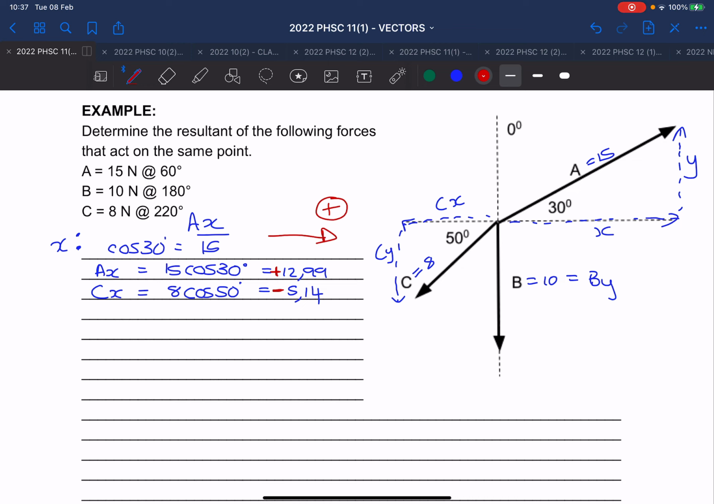A Newton, but you only put in the Newton at the end of the question. You can do it now, but it's a bit of a waste. Okay, now we're going to look at the y components. The first one, Ay, is going to be 15 sin of 30 degrees.